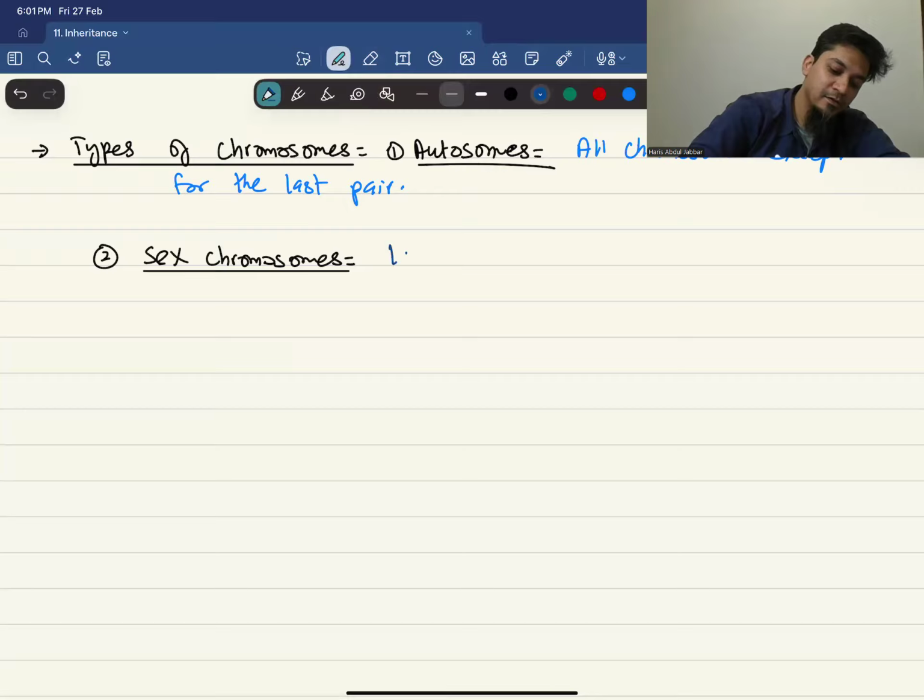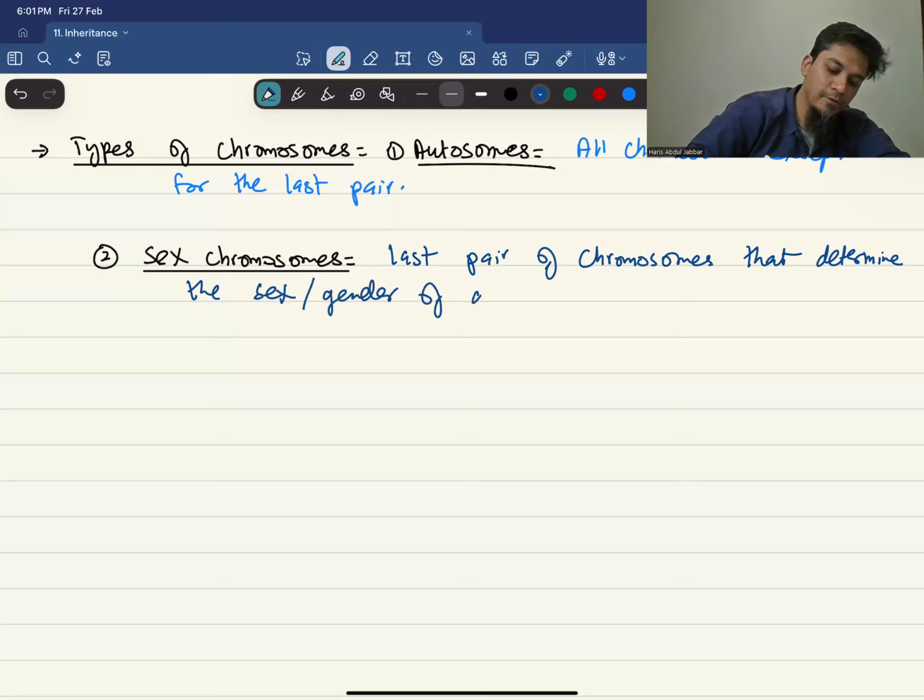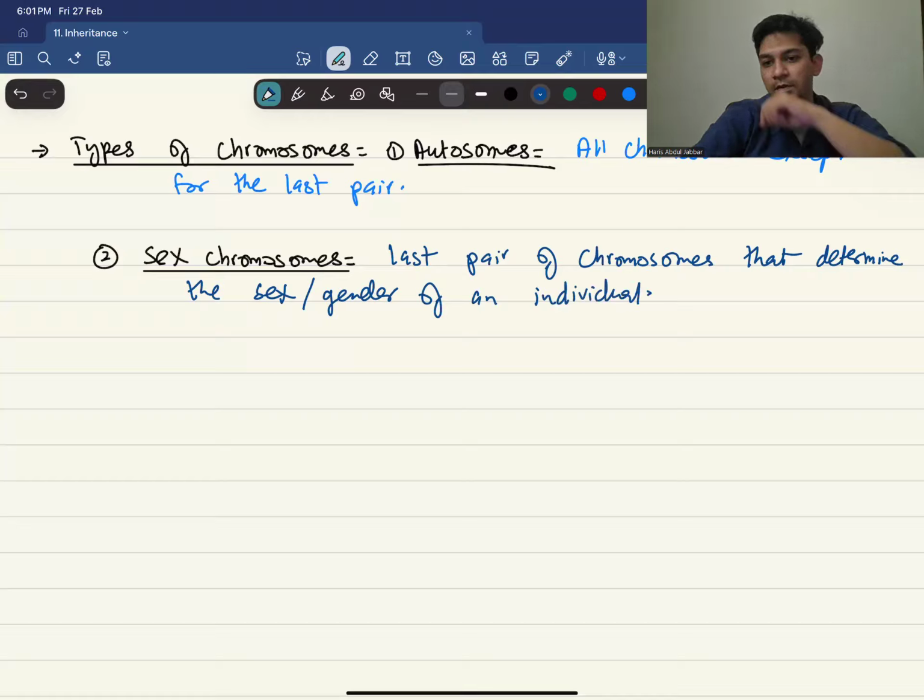हम कहते हैं कि भाई, these are the last pair of chromosomes that determine the sex या फिर the gender of an individual. ठीक है? Now, अब देखो, अब फॉर एग्जाम्पल, वो होते हैं बेटे, बायोलॉजिकली स्पीकिंग नहीं होते ना. अच्छा जी. अब अगर हम लोग इसको यहाँ देखें, ठीक है.